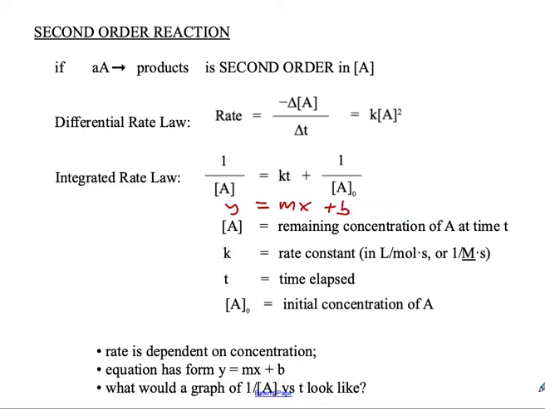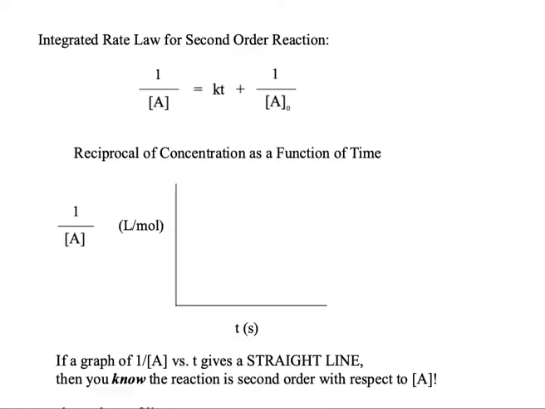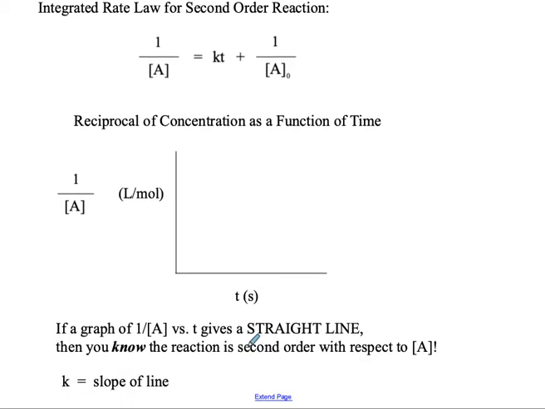So the question is, what would a graph of reciprocal of concentration versus time look like? Well, here, graphing that would give us a straight line now with a positive slope. So if graphing reciprocal of concentration versus time gives a straight line, then you know the reaction is second order with respect to the concentration of A, and you can simply write both the integrated rate law and the differential rate law. Now, k is the slope of the line.